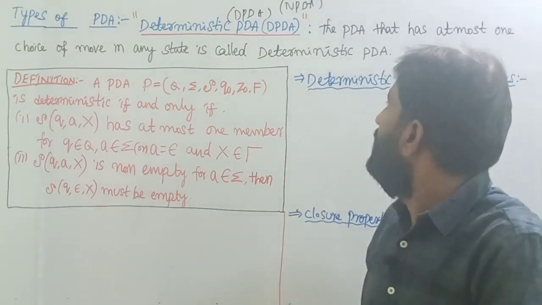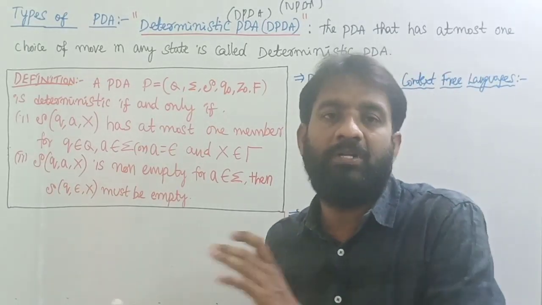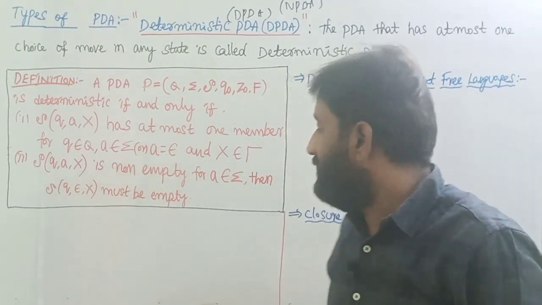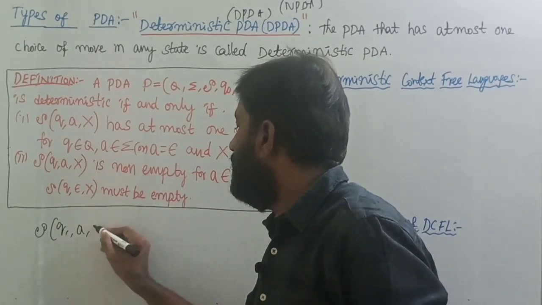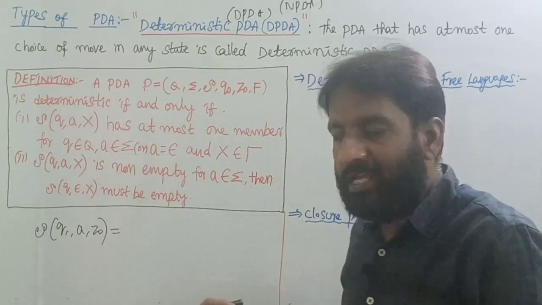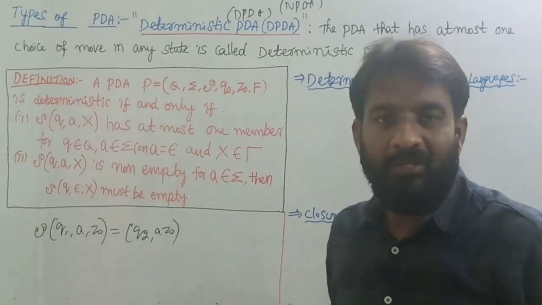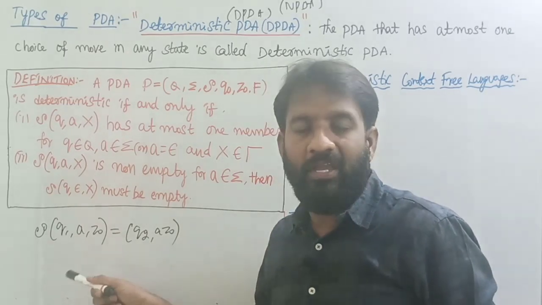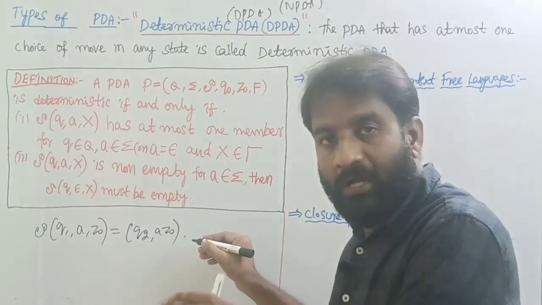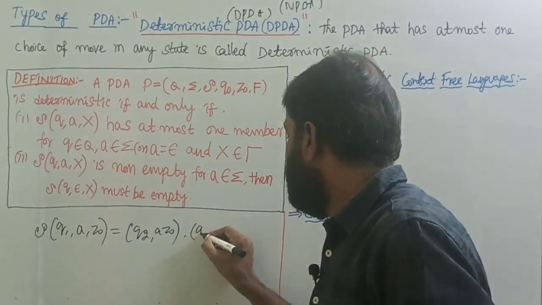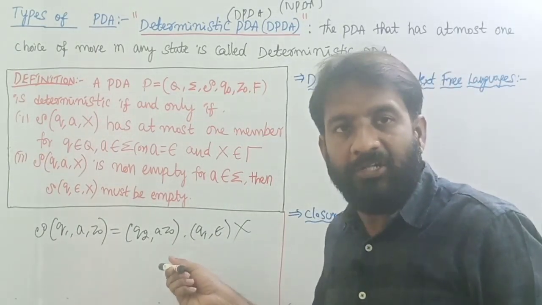I have written the definition. The PDA that has at most one choice of any move is called a deterministic pushdown automata. For example, I have a transition: transition of Q1 comma A comma Z naught equals, let's say, Q2 comma A Z naught. So I'm changing from state Q1 to Q2 by adding A onto the top of the stack. For the same transition, I am not allowed to write another move, for example, Q1 comma epsilon. So this is not a deterministic pushdown automata. It is a non-deterministic pushdown automata.